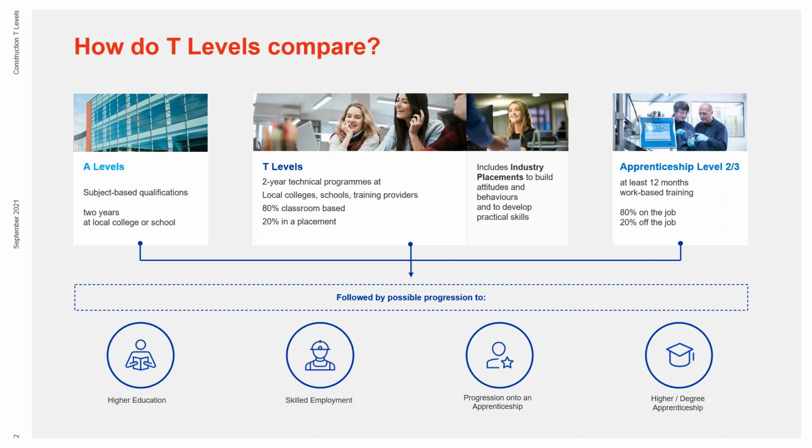Once learners complete A-levels, T-levels or apprenticeships, the progression routes are into either higher education, into employment, into an apprenticeship, obviously if they came from a T-level, or onto a higher or degree level apprenticeship as well.